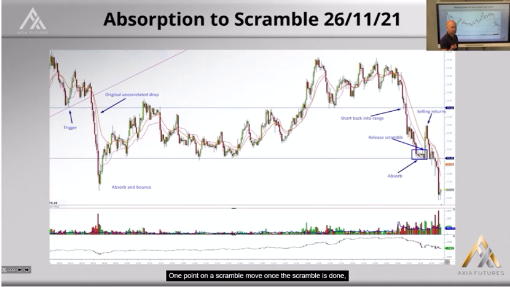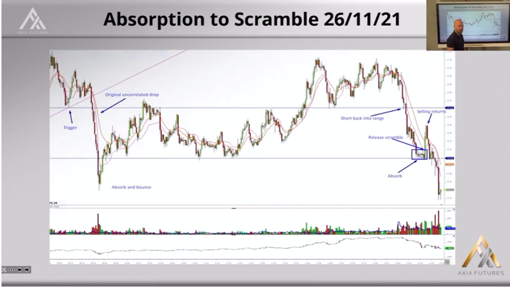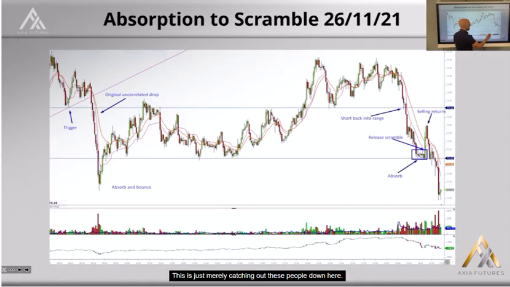One point on a scramble move: once the scramble is done, don't expect continuation. This is just merely catching out these people down here. It's a trap, basically. People get short, they don't get the move they're after, they get trapped, whip, back up you go, and everyone gets caught out on the move. So that's exactly what's going on there.